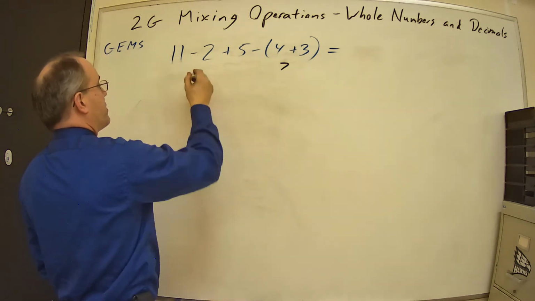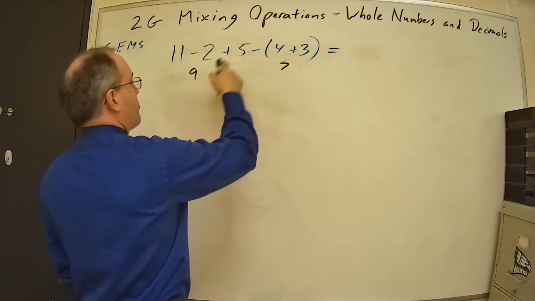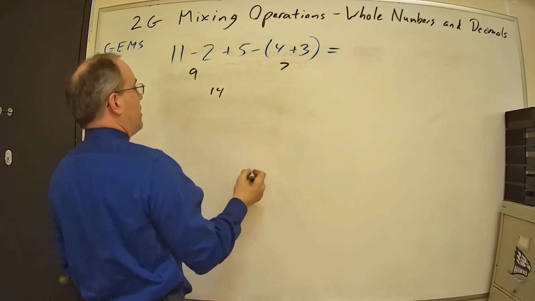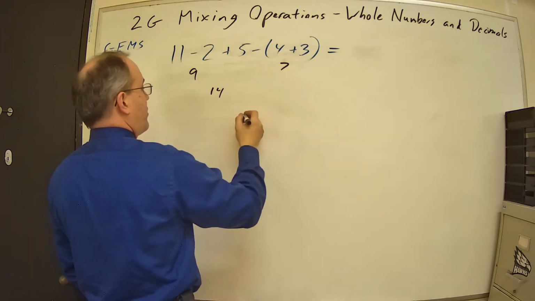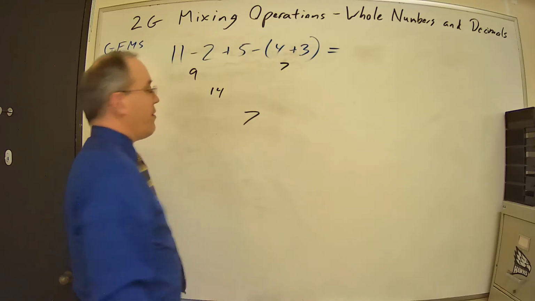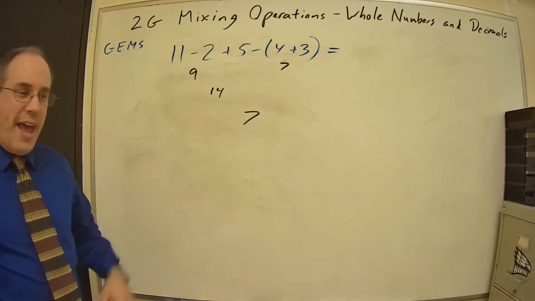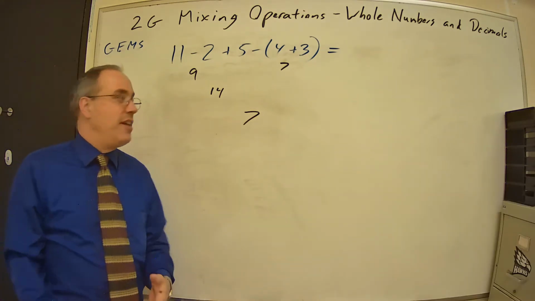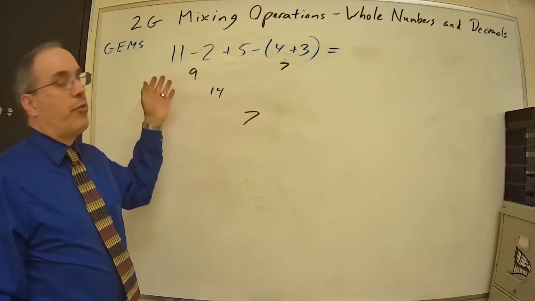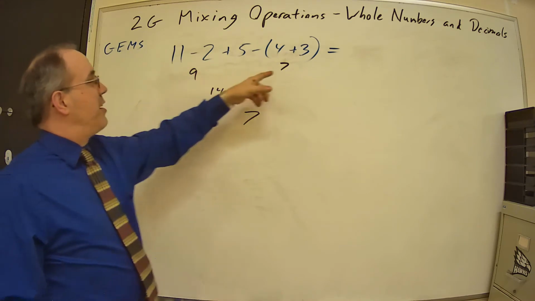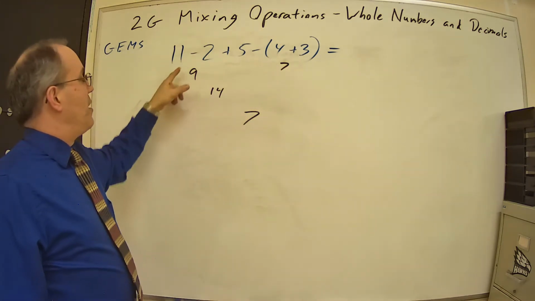11 minus 2 is 9. 9 plus 5 is 14. 14 minus 7 is 7. So as you get better at this, you can start to do kind of abbreviated methods and say, okay, put that there. Yep, you got this.